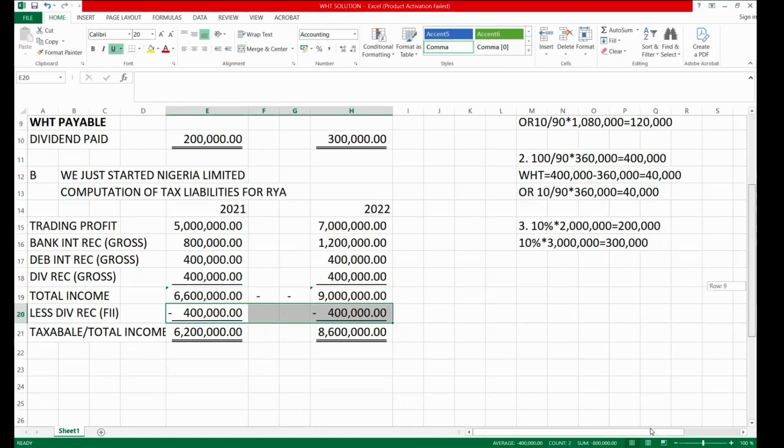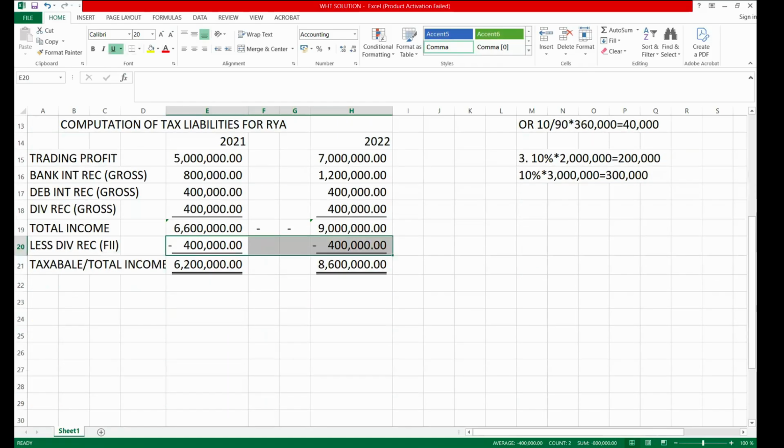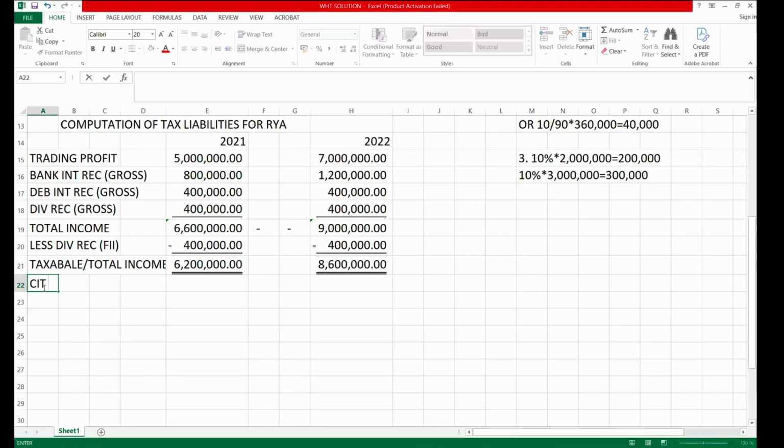We are told to assume the tax rate to be how many percent? 20%. The question says we should assume tax to be 20%. So you say CIT, this is a company, they are going to pay company income tax at 20%. So you calculate 20% of 6.2. How much do we have? 20% of 6.2.